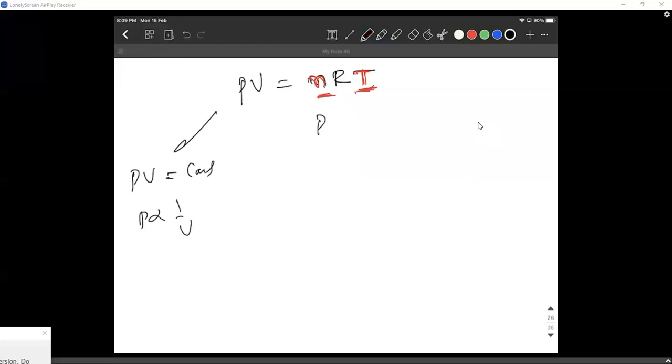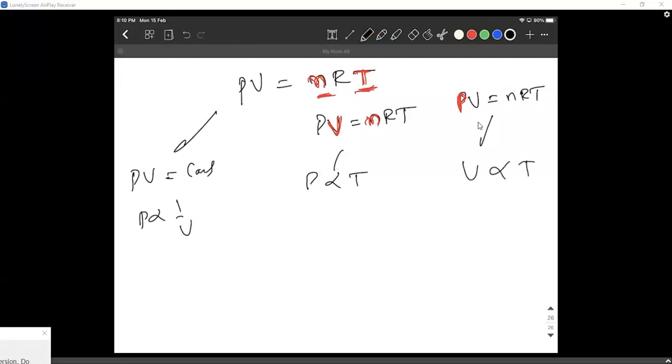Now another situation, PV equals nRT. This time, again, the gas is fixed, so the number of moles is fixed, and the volume is fixed this time. So at constant volume, P is proportional to T. And then another situation, PV equals nRT. Pressure is constant. So this time it is clearly showing us V is proportional to T.